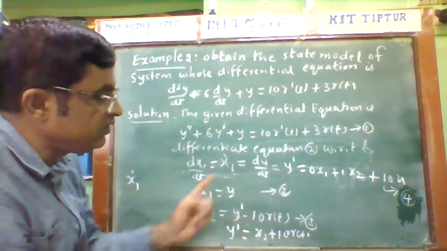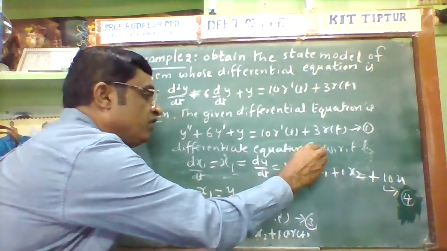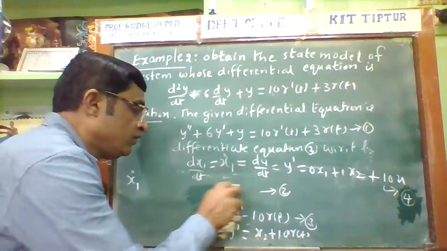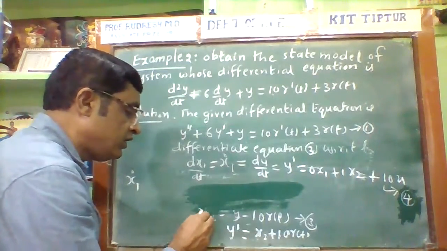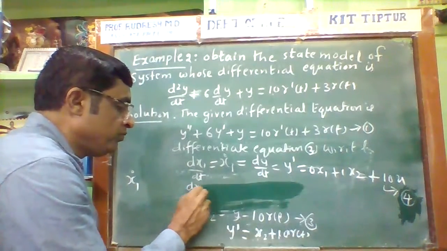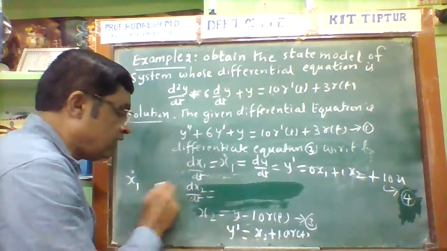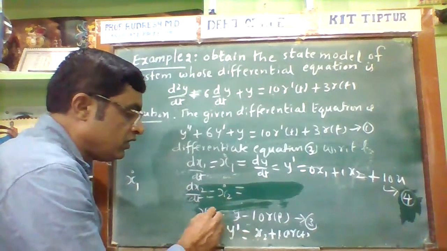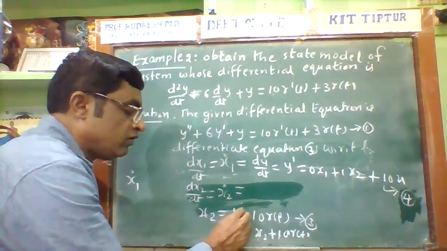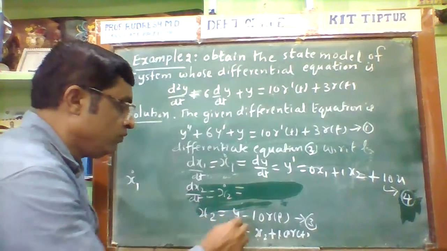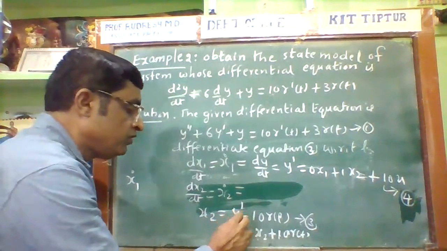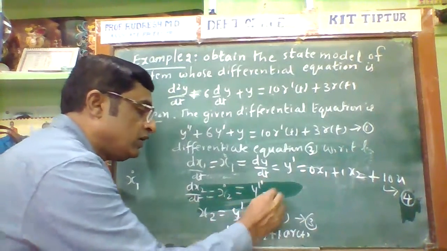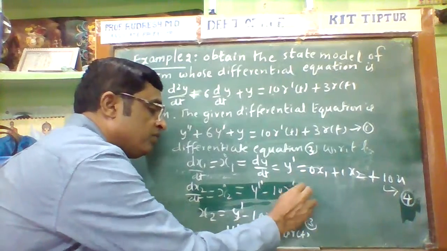In order to develop the second state equation, similarly, differentiate equation 3 with respect to t. Now this equation we need to differentiate. If I differentiate, dx2 by dt, x2 dot, is equal to the differentiation of the right hand side also. Here y dash is there, so differentiating gives y double dash minus 10 into r dash of t.